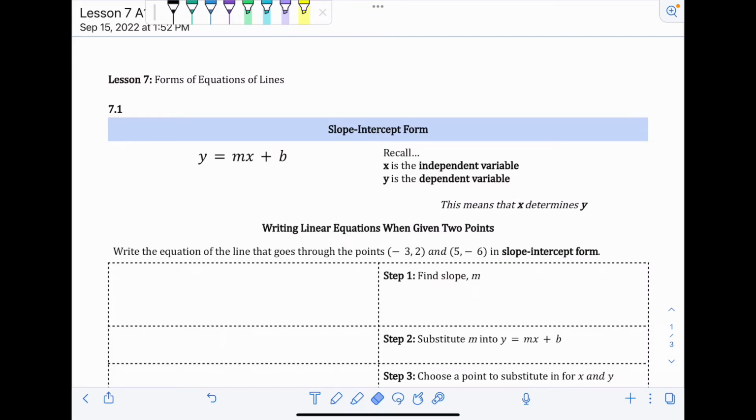Okay, in this lesson we're going to talk about three different forms of equations of lines. Linear equations can just come in a number of forms. Basically, whatever equation you can write in one variable, you can graph, and it would all end up being a straight line on the graph. There would be no bends or curves.